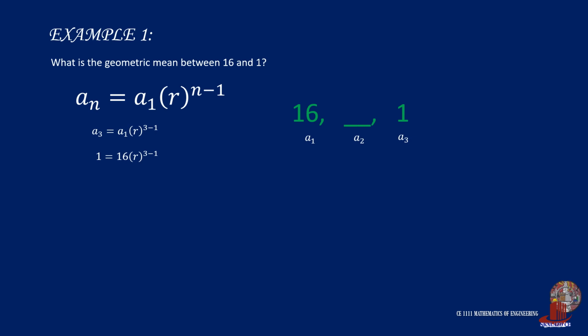Plug values of a sub 1 and a sub 3, making the equation 1 is equal to 16 times r raised to 3 minus 1, or that is r squared is equal to 1 all over 16. Compute the value of r by taking the square root of the equation, and r comes out as 1/4. What we are figuring out is a sub 2, taken as a sub 1 multiplied by r raised to 2 minus 1. Substitute the initial term and the common ratio to make a sub 2 is equal to 16 times 1/4 raised to 2 minus 1, and get a sub 2 as 4.